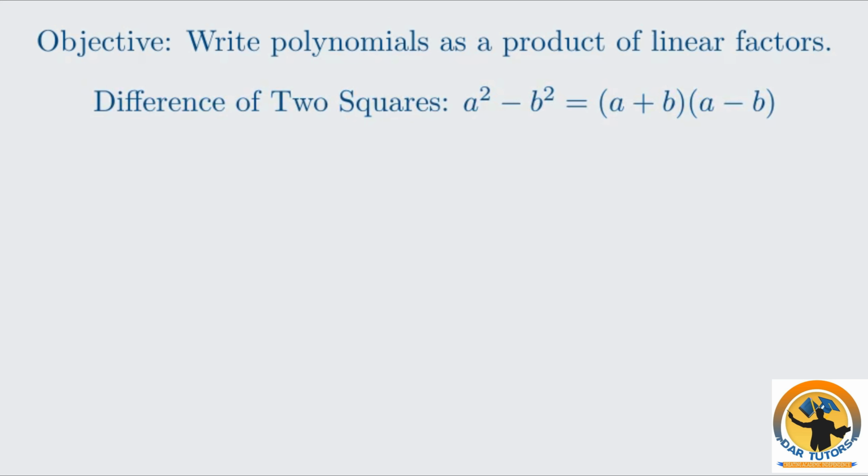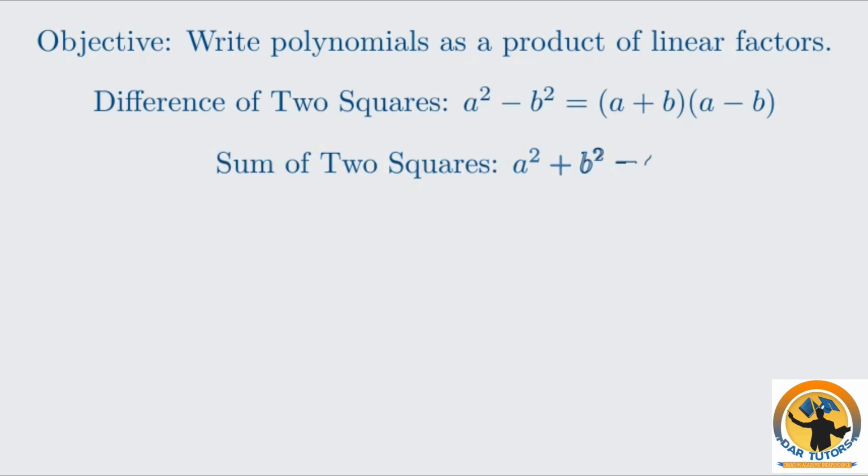But what about the sum of two squares? For example, x squared plus 4. In the real number system, this is irreducible. It doesn't factor. However, in the complex number system, we can factor it. We use the fact that i squared equals -1. This means negative i squared is positive 1.